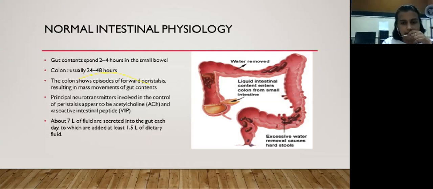Normally, about 7 liters of fluid is secreted into the gut each day, to which we also add at least 1.5 liters of dietary fluid. As the contents pass through the large bowel, the water is gradually removed, and it becomes normal soft feces. But when excessive water is removed, it can cause hard stools. Next slide.